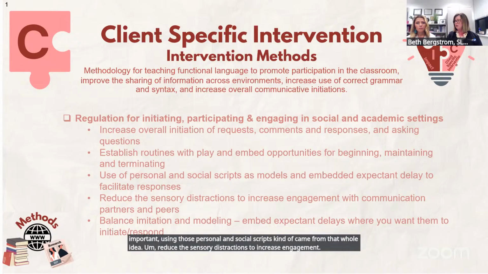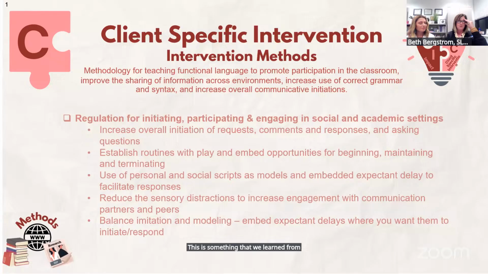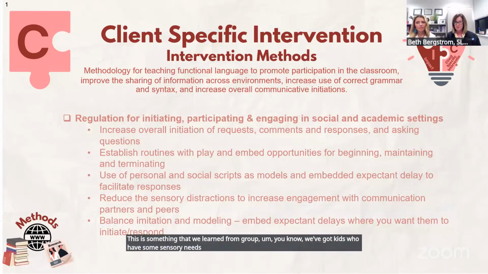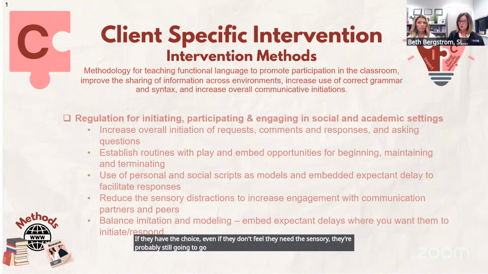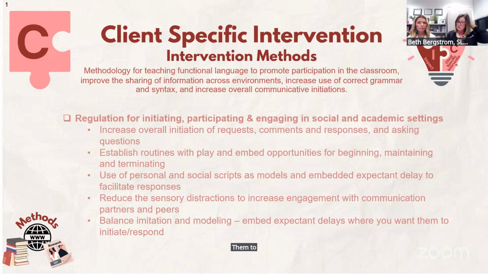This is something that we learned from group. We've got kids who have some sensory needs. However, if they have the choice, even if they don't feel they need the sensory, they're probably still going to go to the sensory toy, and it becomes a distraction. So when we were with the group, we had to really limit that and keep an eye on whether we needed to remove them to another room to get their sensory.